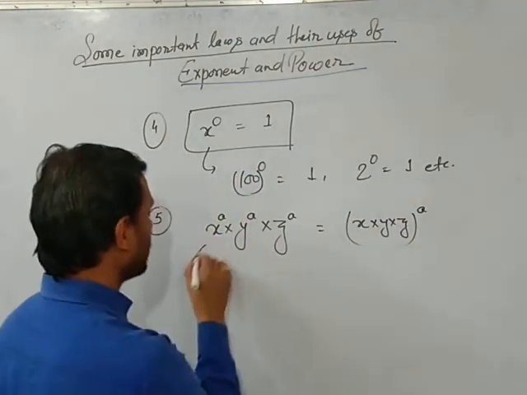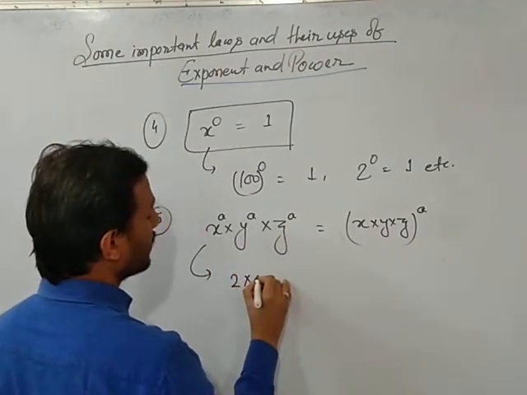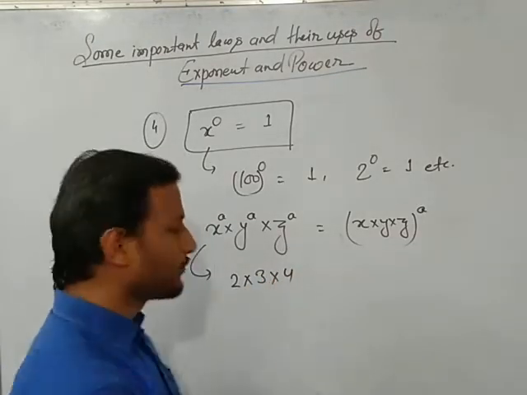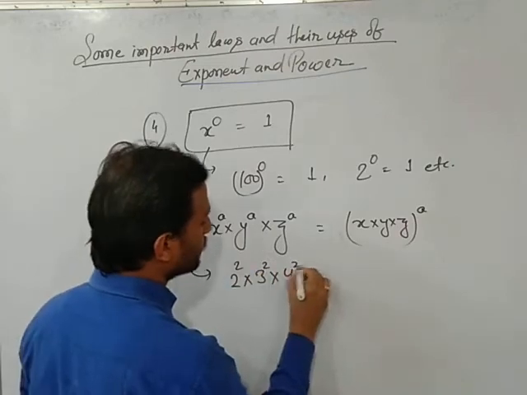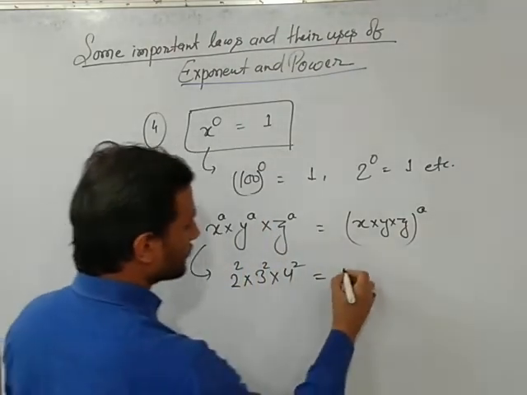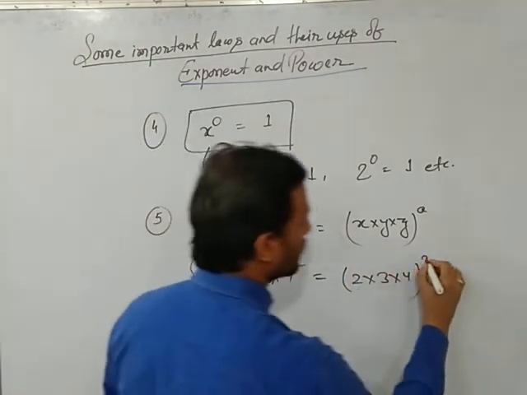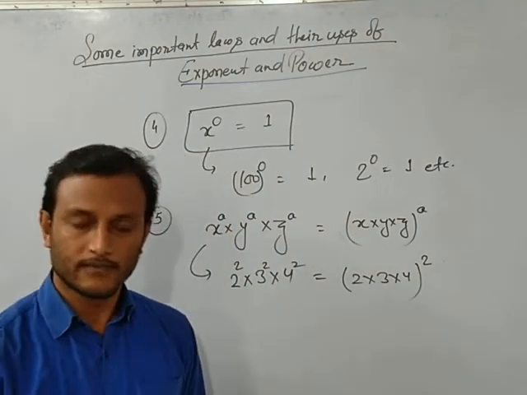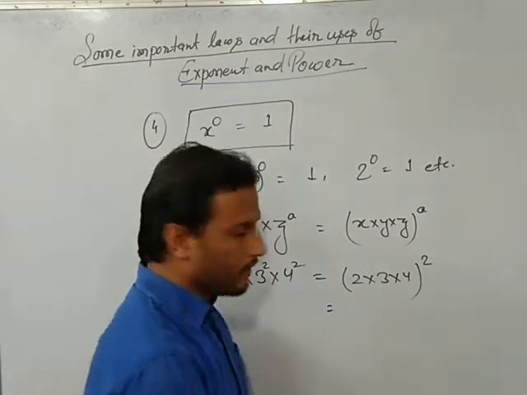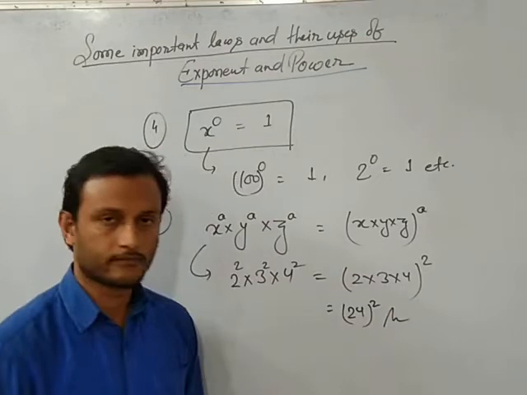Let's see an example of this rule. Let x is equal to 2, y is equal to 3, z is equal to 4 and a is equal to 2. Therefore, what is the answer? Answer is 2 multiplied by 3 multiplied by 4 whole to the power 2. This is the answer. We can also write it as 4 3 are 12, 12 2 are 24 to the power 2, and this is the answer.